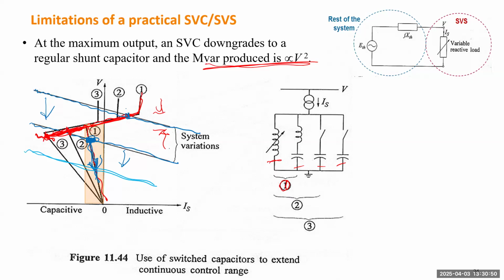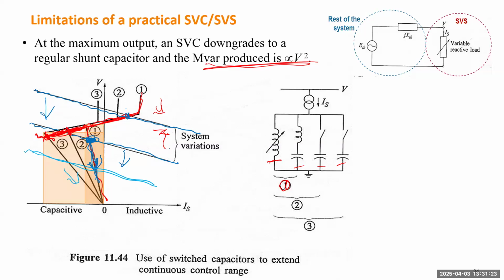This first rectangular area indicates the maximal VAR you can provide by condition number 1. And this bigger area indicates the maximal VAR you can provide by switching all the capacitors in. So this is actually the maximal capacitance, the maximal reactive power you can provide. If you need more, it will just decline following that line, and the voltage drops quickly.